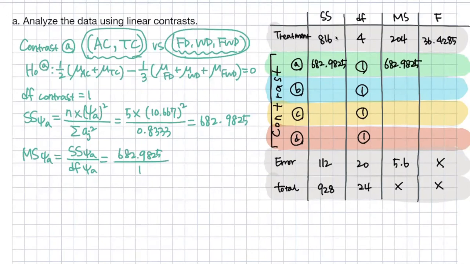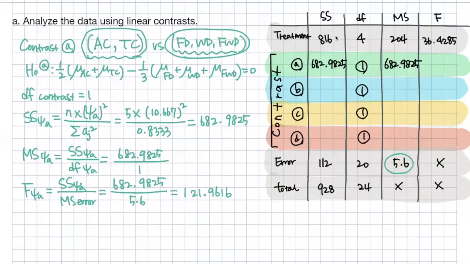And my F observed score for psi A is sum of square psi A divided by MS error. So sum of square psi A is 682.9825 divided by mean square error, which is here. So we need to copy 5.6. This is 121.9616. So I'm gonna write this number in the table, 121.9616.